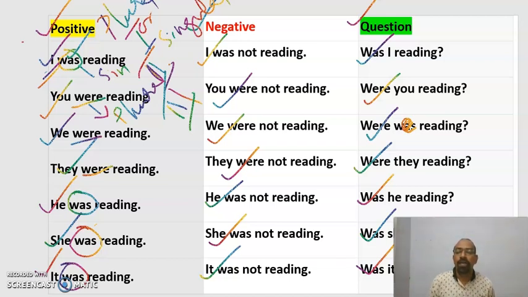So with I and the third person singular subjects like he, she, it, we use was. With all other subjects, we use were.